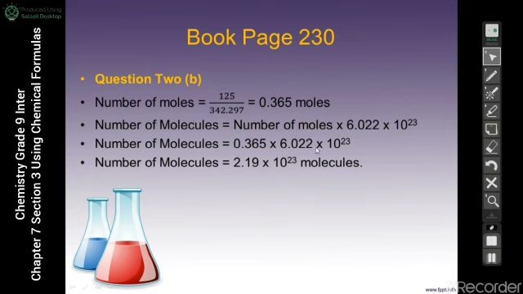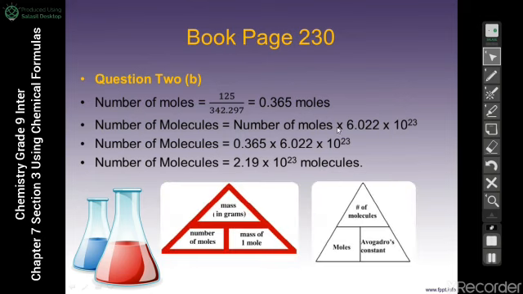The second one is the same. We have the mass in grams, and he wants the number of molecules. The number of molecules equals the number of moles times Avogadro's constant. So we have to calculate the number of moles from the first relationship, which equals mass over molar mass. The mass is given in the problem, and the molar mass we can calculate from the periodic table. Now we have the number of moles, so in order to calculate the number of molecules, I'm going to multiply the number of moles by Avogadro's constant.